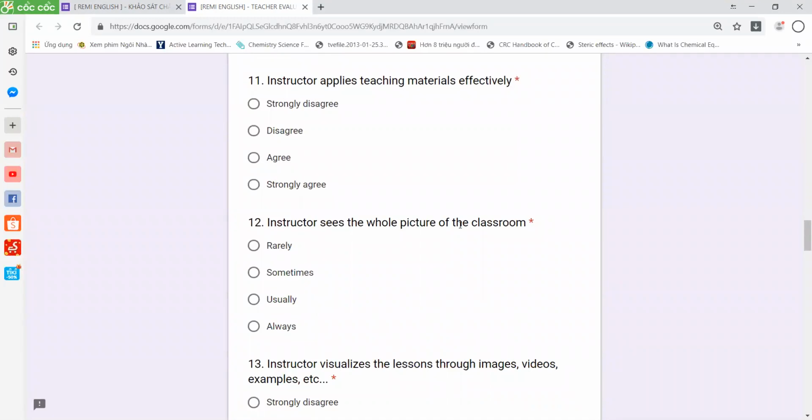Next, instructor applies teaching materials effectively. I will give an example. There are words that are new to the student, and you want them to learn them by heart or remember them. You could write them down in her notebook and give it to her so that she could study it at home. Something like that.